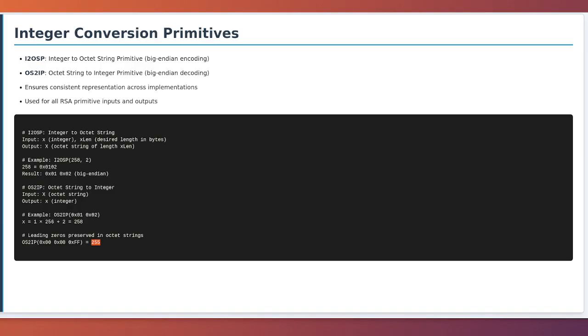These primitives are used throughout the RSA operations. When you encrypt, you convert your padded message EM to an integer m using OS2IP. Perform modular exponentiation to get c. Then convert c back to a ciphertext C using I2OSP. The same pattern applies to decryption, signing, and verification. Using big endian encoding ensures that different implementations can exchange encrypted messages and signatures successfully.